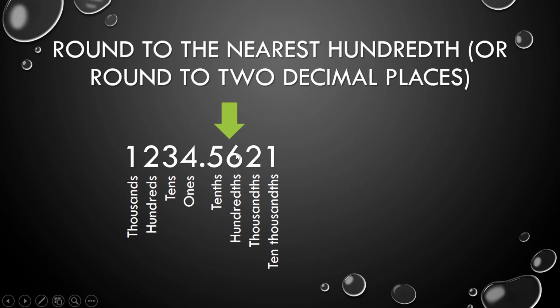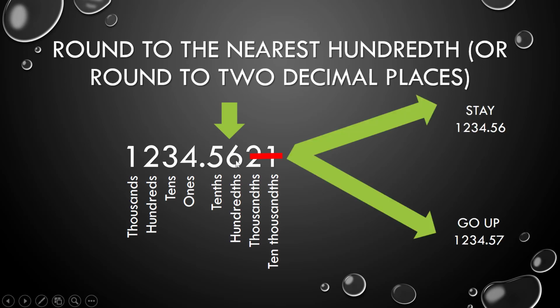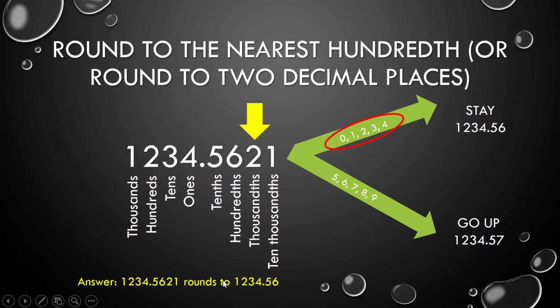So here, I'm going to look at the 6. Okay, so the 6 is going to either stay a 6 or it's going to go up to a 7. Again, those are my only two choices. So I have to look at the number to the right of 6, which is 2. Okay, so the 2 dictates that it stays as a 6. So this number rounds to 1234.56.